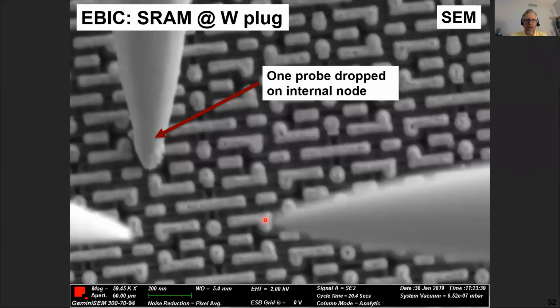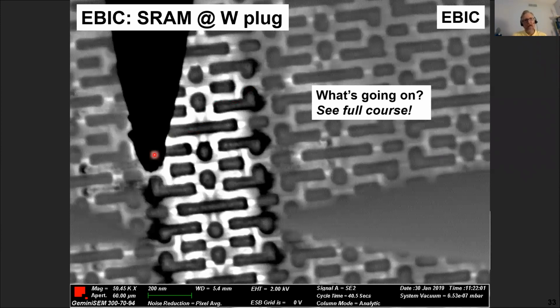Here's another example where we have an SRAM that's been delayered down to contact level, and we've dropped one probe on an internal node right here. This is our SEM image. Now, when we do EBIC, we're seeing some fascinating results. We actually have a black signal here that is due to the PFET, the PRX, the P active line, and the N active lines are showing up as white. What's going on? Come to the full course.